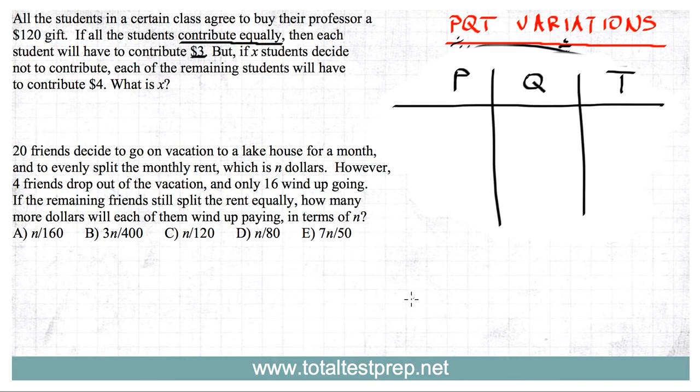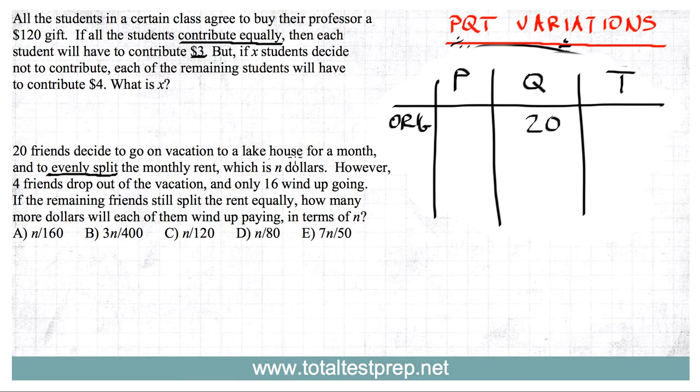And the reason we can use the table is because even though it's not a unit price question, we are splitting a cost evenly among people. And it's the same concept as before. It's the same sort of structure as before in that we have an original setup, an original situation where we have 20 friends. So we'll put 20 over here.